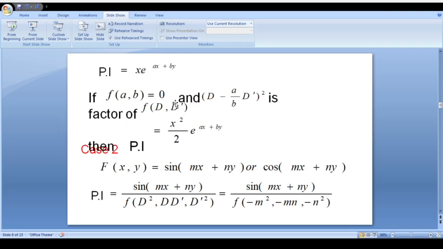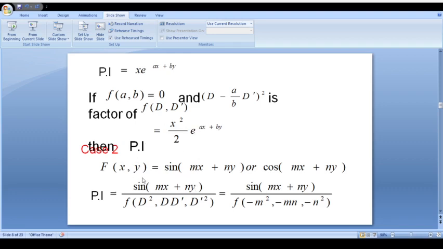Now sometimes a second time also you may get f(a, b) equal to 0. In the second time, if you get f(a, b) equal to 0, then the particular integral is given by x squared by 2 e raised to ax plus by. Okay, so this is the particular integral.